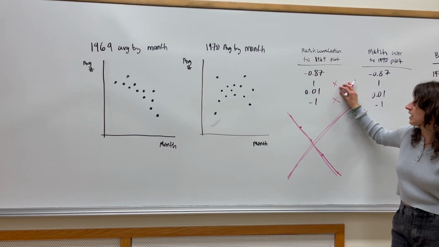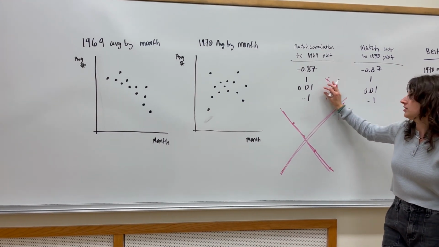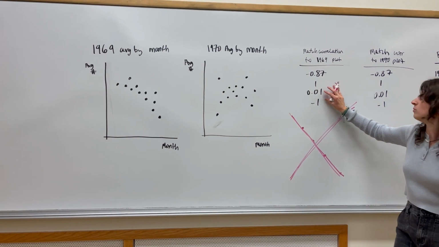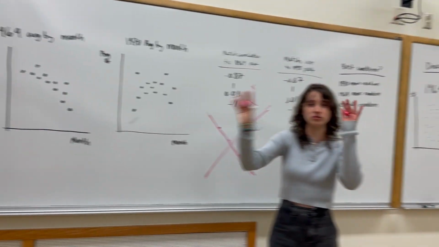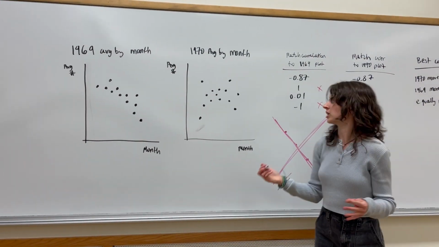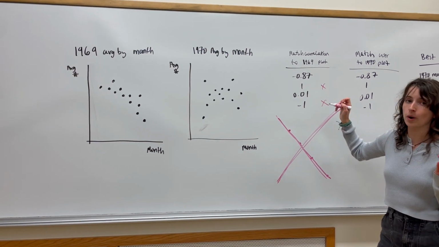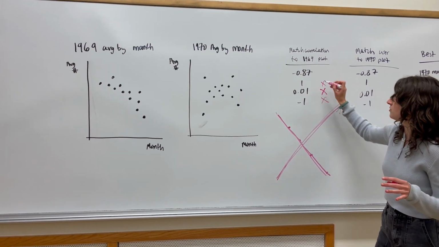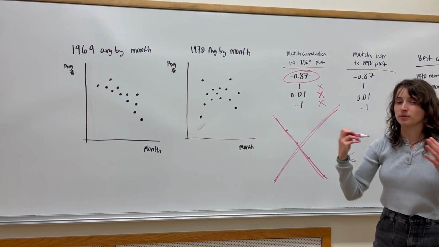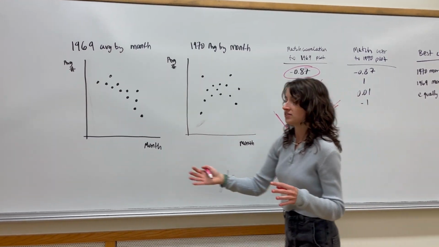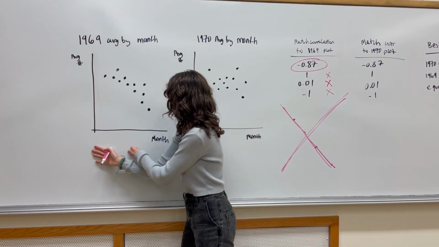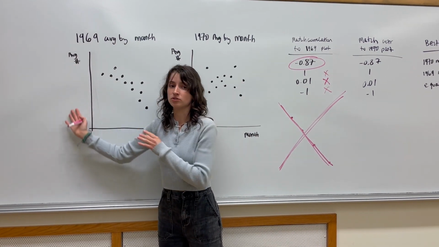And then it wouldn't be 0.01, because this is basically 0. And that would be more like those plots over there where it was like a big scramble where there's no relationship, because this is really close to 0. There's a very low absolute value. So what's left is -0.87, and this makes sense because we said this is a strong negative correlation. As month goes up, the average number goes down.